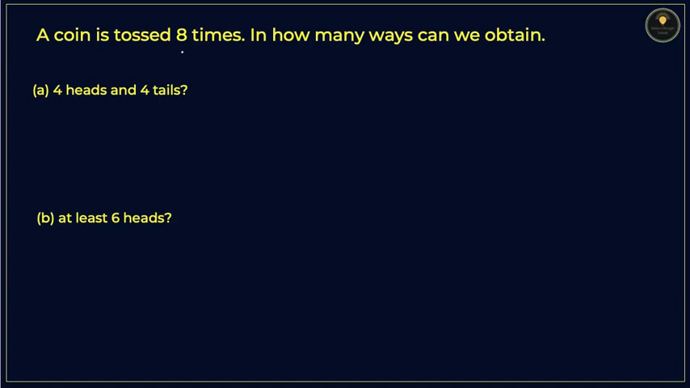In this problem, a coin is tossed 8 times and we have to find how many ways we can obtain 4 heads and 4 tails. So if I want to find the permutation of tossing a coin 8 times, I will write it as equal to 8 factorial. But since 4 heads and 4 tails are identical, we will divide it by 4 factorial multiplied by 4 factorial.